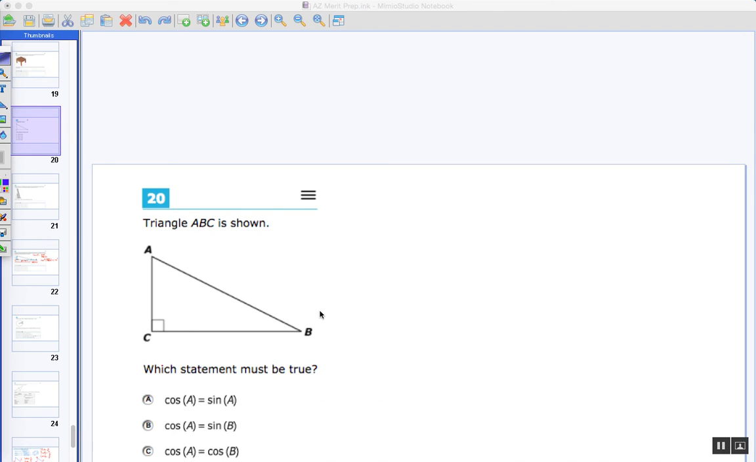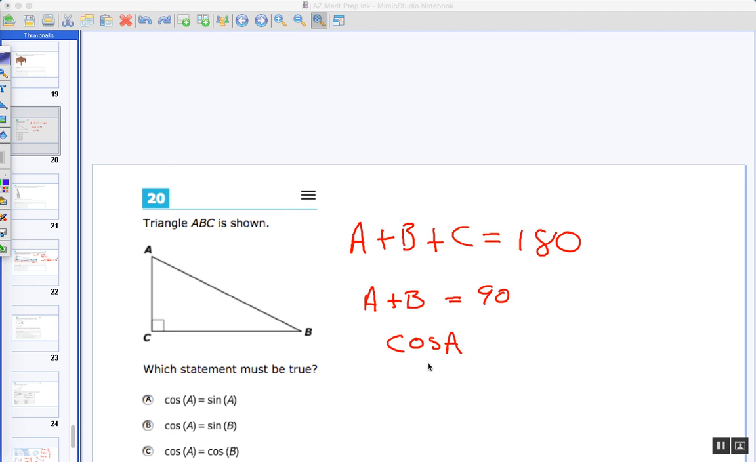So in this question, we're evaluating complementary angles. A and B are complementary because we know that the sum of all the angles of a triangle is equal to 180 degrees. So we know that angle A plus angle B plus angle C has to equal 180. And we already know that angle C is a right angle. So therefore we know angle A plus angle B has to equal 90. So they are complements of one another. So let's evaluate our trig functions of complementary angles.